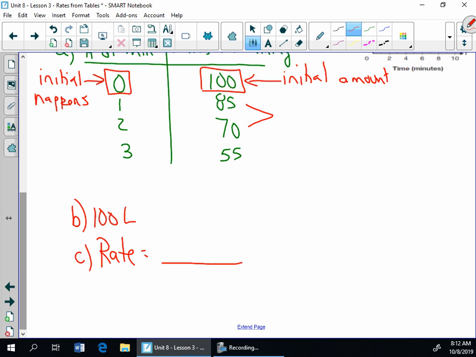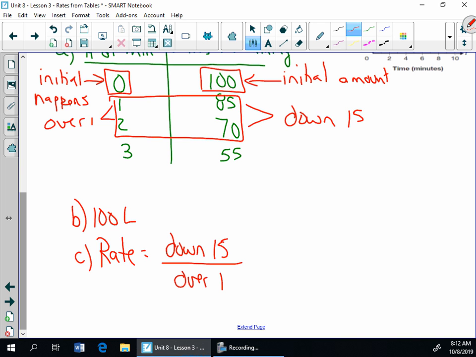It doesn't matter which ones you pick. I went from 85 to 70. I went down 15. I do the second column first. And then how much did I go over? I went over 1. Notice I picked points that are together. I got to use the same x's and y's. Okay, or units. This was down. Down is negative. 15 what? These were liters. This was 1 minute, or in other words, it's just down 15 liters per minute.